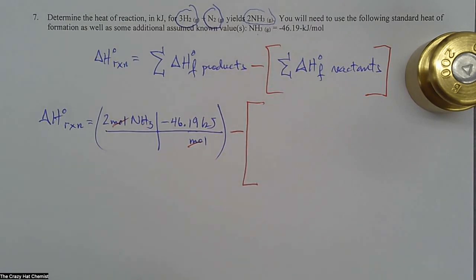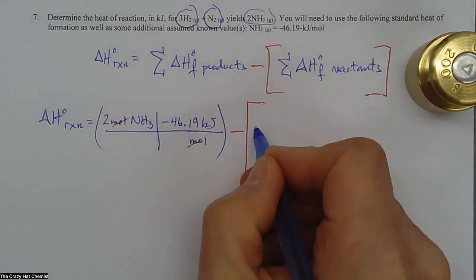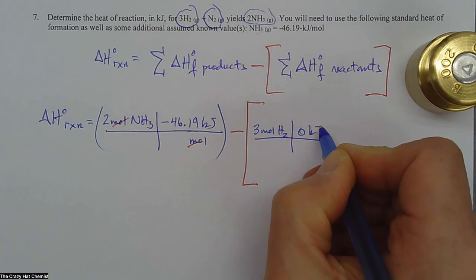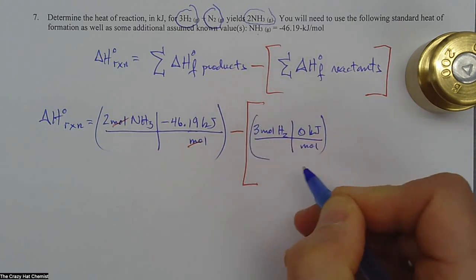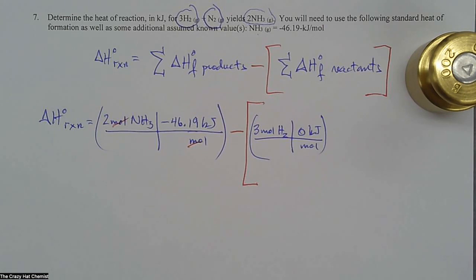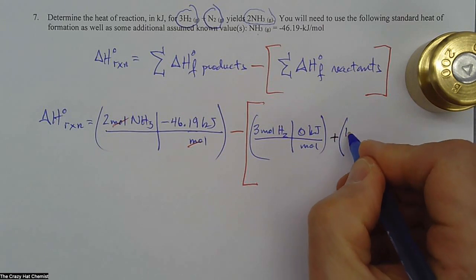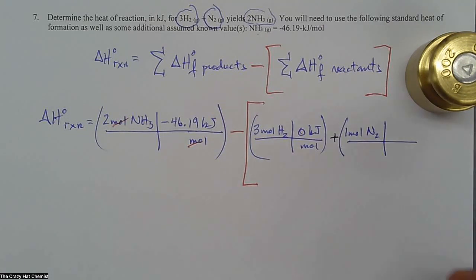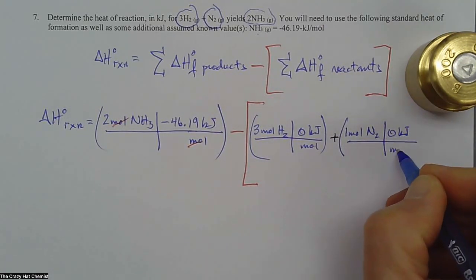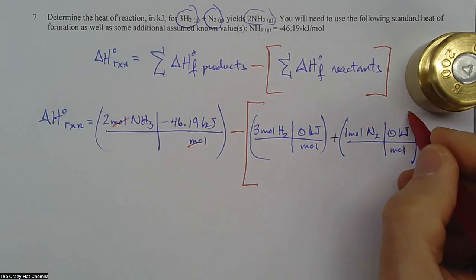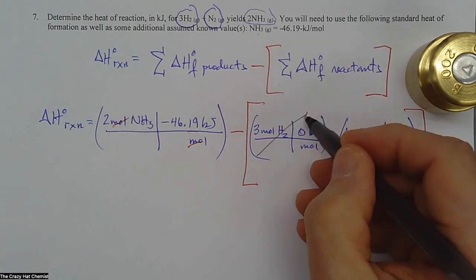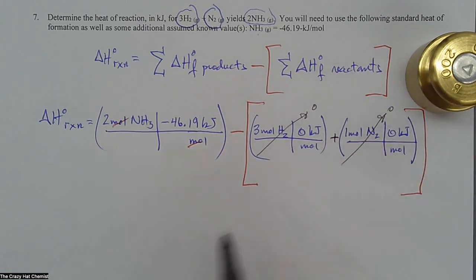Okay, so let's see here. We're going to say 3 moles of hydrogen is equal to 0 kilojoules per mole. Again, it is an element in its standard state, plus 1 mole of nitrogen. And since it's an element in the standard state, that means that this is 0 kilojoules per mole. That means that this term goes to 0, this term goes to 0.